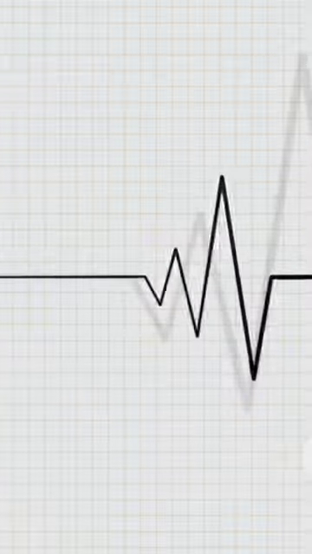First up, atrial fibrillation or AF on the ECG. You'll see an irregular rhythm with no distinct P waves. The ventricular rate can be fast or slow. What's causing this? It's the irregular electrical activity in the atria.